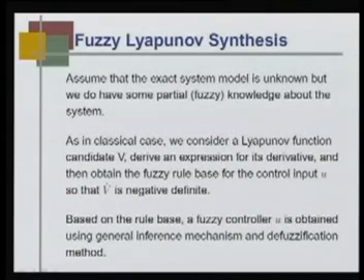So, fuzzy Lyapunov synthesis: assume that the exact system model is unknown, but we do have some partial fuzzy knowledge about the system. As in the classical case, we consider a Lyapunov function candidate V, derive an expression for its derivative, and then obtain the fuzzy rule base for the control input u, so that V dot is negative definite. Based on the rule base, a fuzzy controller u is obtained using a general inference mechanism and defuzzification method.